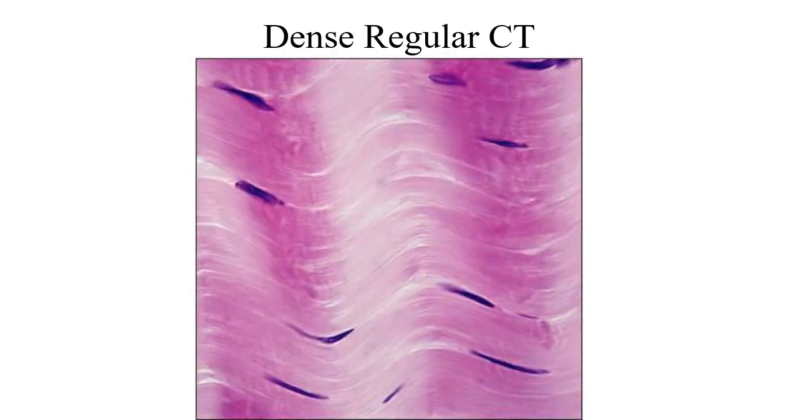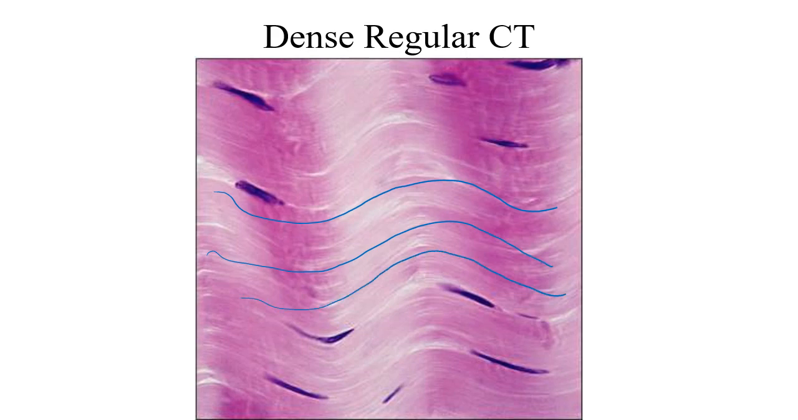Versus its counterpart, dense regular connective tissue, here all the fibers are parallel to one another. They're all going in the same direction. So although there's that little wave in the tissue there, that doesn't change the fact that they're all running parallel to one another. Dense regular connective tissue is more like the uncooked spaghetti in the box.